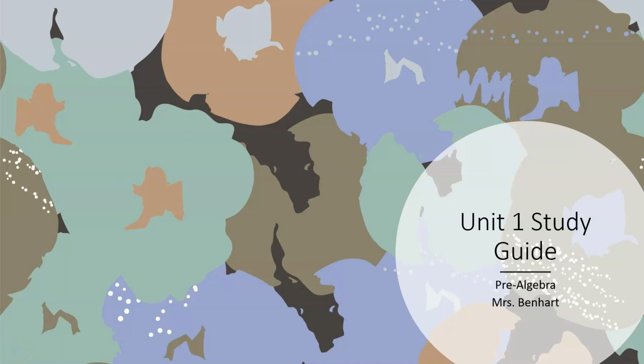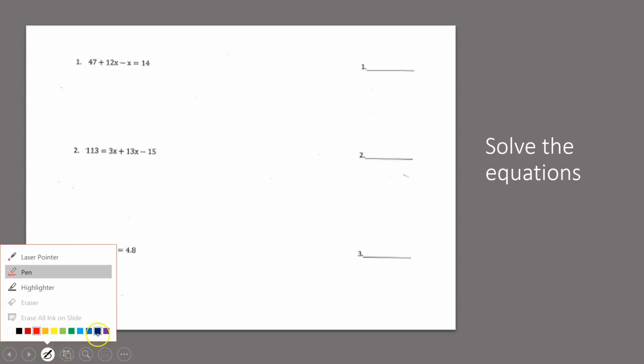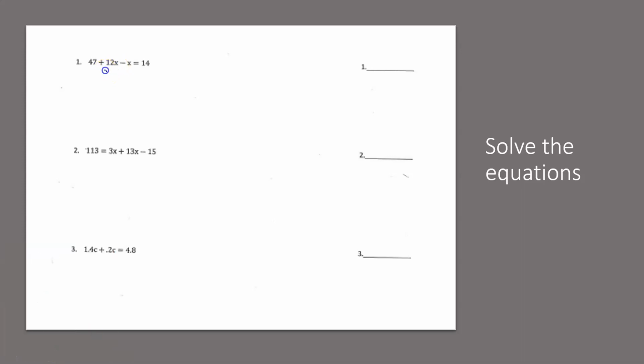All right, let's go over the Unit 1 study guide. Okay, number 1, the first thing you're going to do is combine the like terms here. So I have 47 plus 11x equals 14. Then I'm going to subtract 47 from both sides, and I have 11x equals negative 33. Then I'm going to divide each side by 11. So we are left with x equals negative 3.